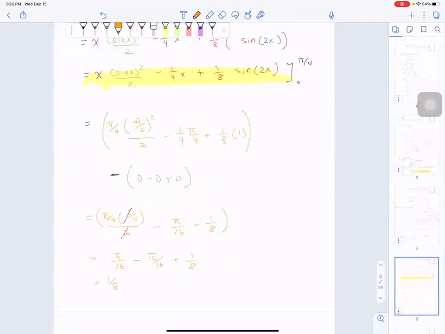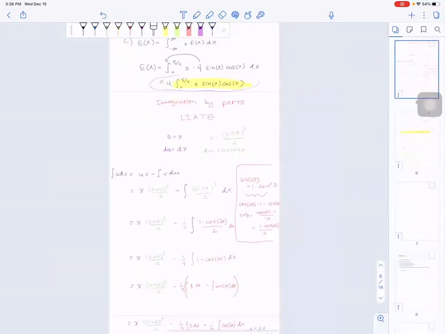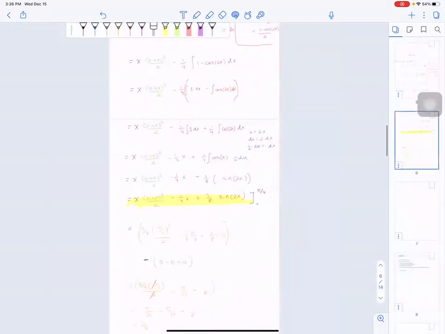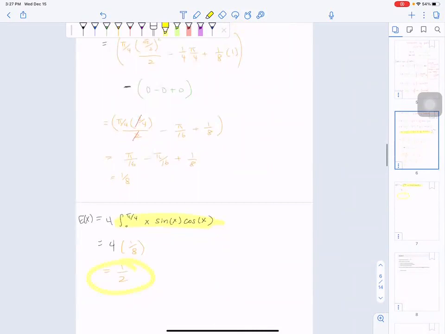Okay, but remember our original question. So let's go back to our original question. It was finding this 4 times that integral. So our mean is 4 times. We just found that integral evaluates to 1/8. So this answer is 1/2. Okay, any questions on this part?